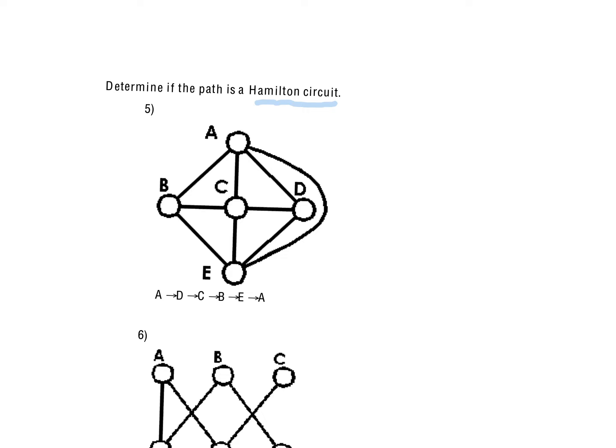We're going to go A to D, and then to C, to B, to E, and then to A. And we can take this path over here to A. So that does in fact hit every vertex and returns to where it starts. So yes, that's a Hamilton circuit.